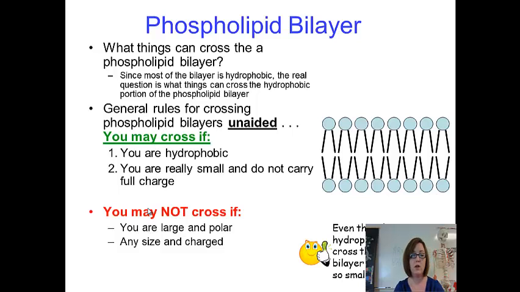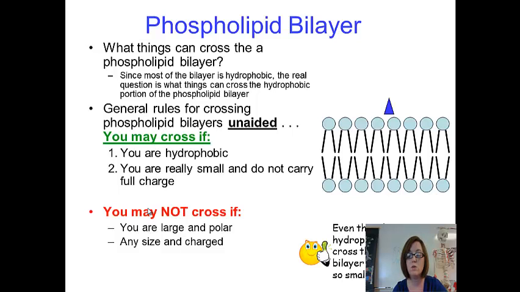So let's talk about a couple examples, right? What about this little purple triangle? Let's say this is water. According to the rules, can it cross? Well, it's not hydrophobic, right? But let's look at the second rule. You're really small and do not carry full charge. Water is really small. It's 3 atoms, right? And that's the rule. You have to be 3 atoms or less. Does it carry full charge? No, a water molecule does not carry full charge.